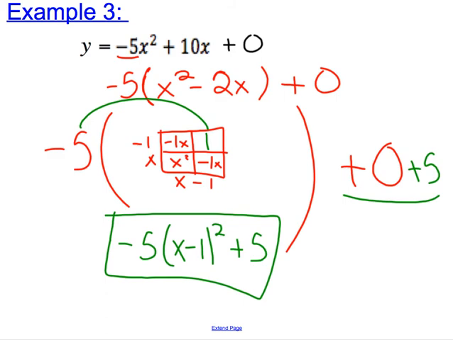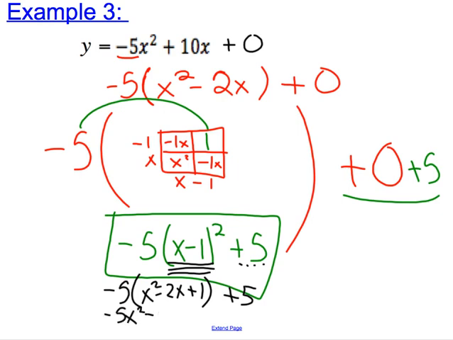So, one quick reminder, if you ever want to check your work, it's as simple as doing a little bit of multiplying out. So it's as simple as multiplying out x minus 1 squared, and we would get x squared minus 2x plus 1. And we'd still have this +5 on the outside from up here. And then we keep going and we multiply out the -5. And we get -5x squared plus 10x. And then -5, and we'd still have the +5.